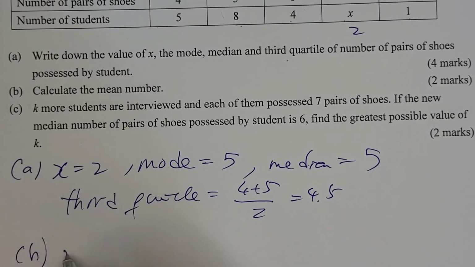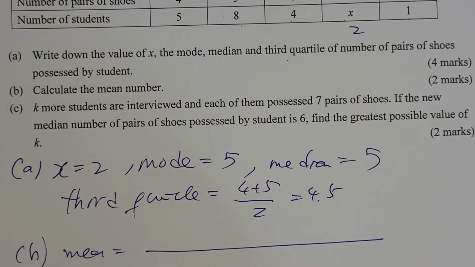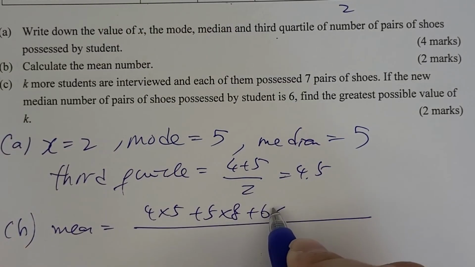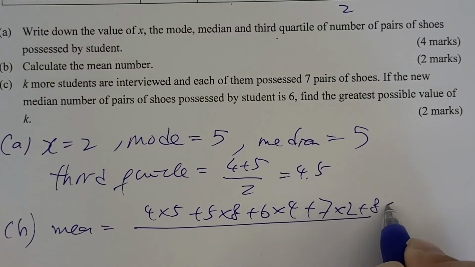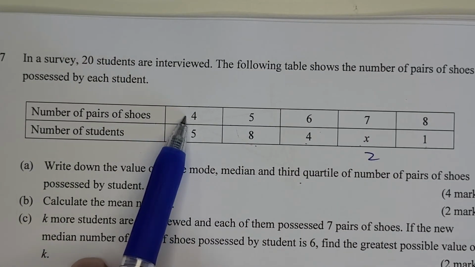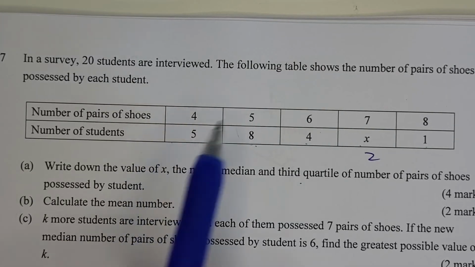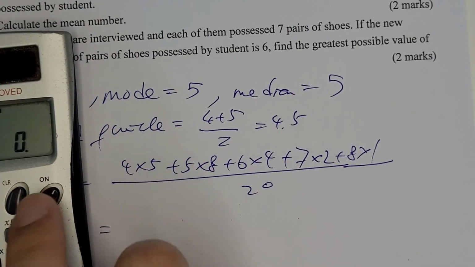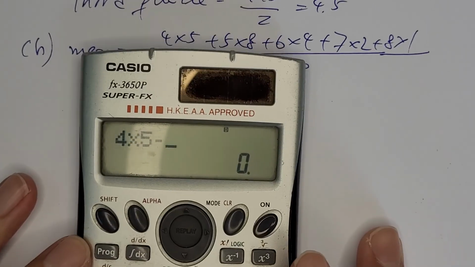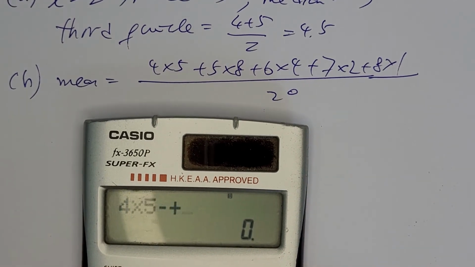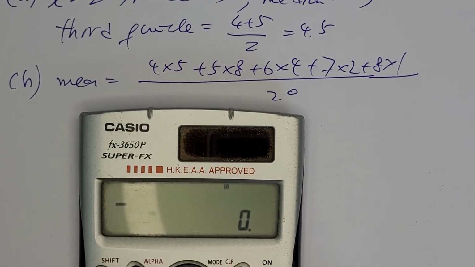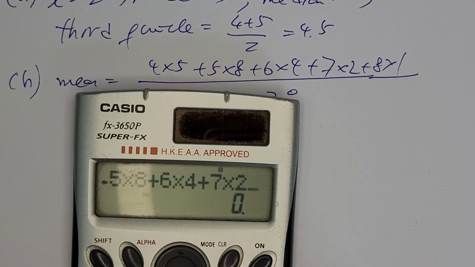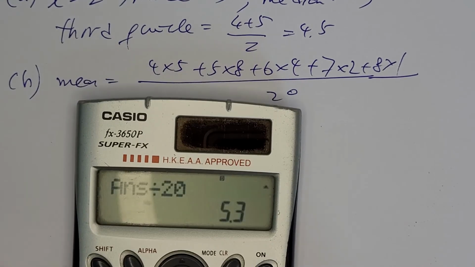Part B. Calculate the mean number. Mean using the formula. Quite straightforward. 4 times 5 plus 5 times 8 plus 6 times 4 plus 7 times 2 plus 8 times 1. For each pair of shoes, multiply to the corresponding frequency and then over total frequency. Then you can find mean. Just plug in the number. 4 times 5 plus 5 times 8 plus 8 times 1 over 20. So 5.3.